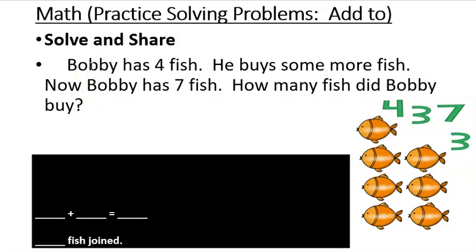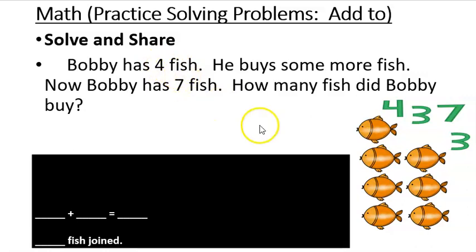Here we go. Bobby has 4 fish. He buys some more fish. Now, Bobby has 7 fish. How many fish did Bobby buy? Okay? Look, here's our addition equation again that we're going to have to fill out. But we have to come back up here now and break this whole sentence apart. Let's read again from here. Bobby has 4 fish.